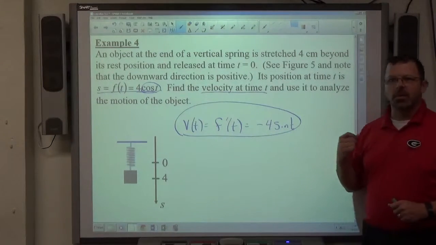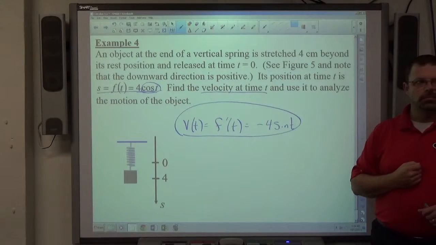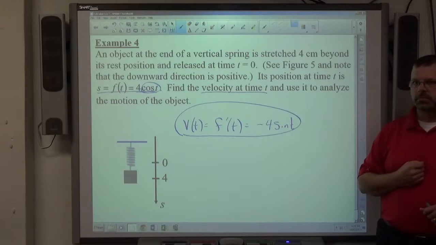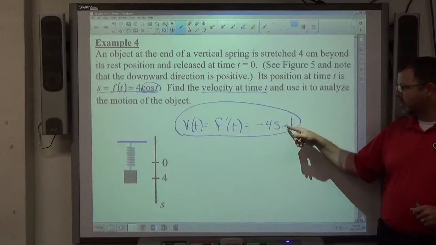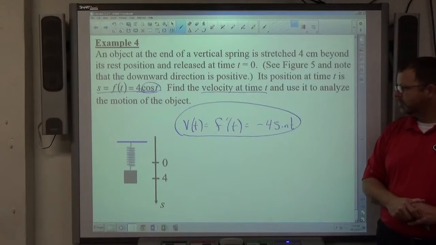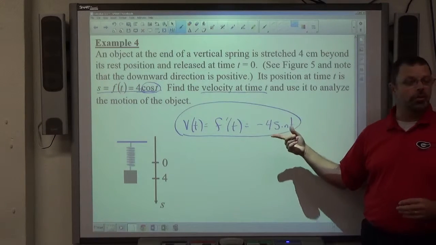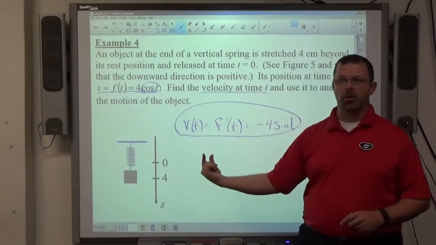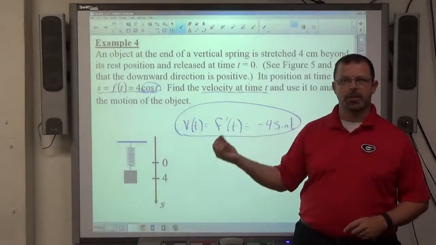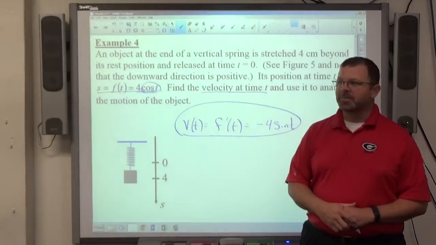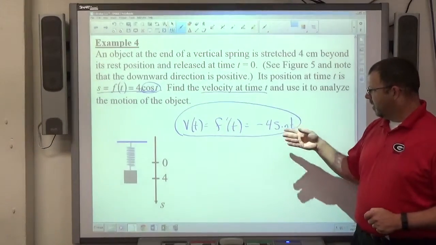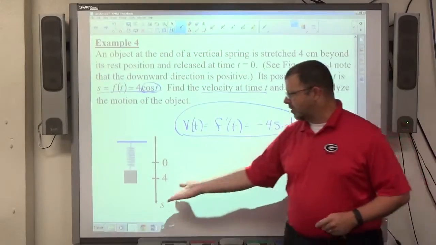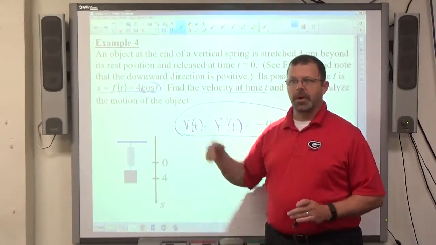So imagine at t equals 0, what's the sine of 0? Sine of 0 is 0, and 0 times negative 4 is 0. So its initial velocity is 0. The moment that we let go of it, it's 0. We're not flinging it up or anything, we're just letting go of it. And as time changes, velocity is going to be positive or negative, going up or down.